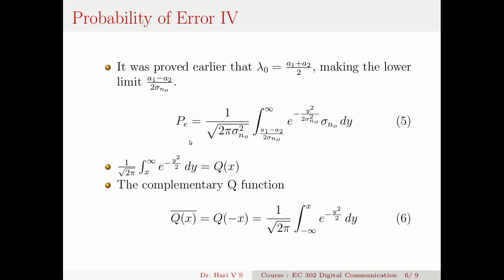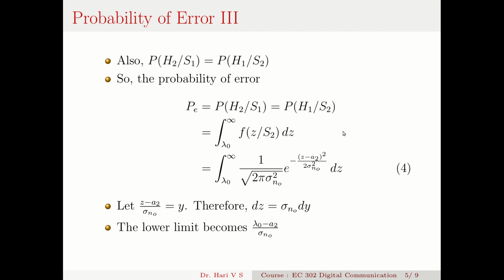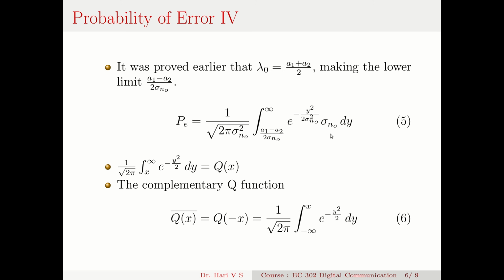So the probability of error is 1 by root 2 pi sigma_n0 squared, from (a1 - a2)/(2 sigma_n0) to infinity, e raised to minus y squared by 2, into dz. We established that dz is sigma_n0 into dy, so the sigma_n0 cancels, and it is 1 by root 2 pi, from (a1 - a2)/(2 sigma_n0) to infinity, e raised to minus y squared by 2, dy.